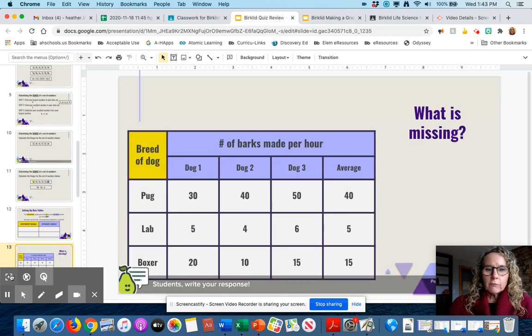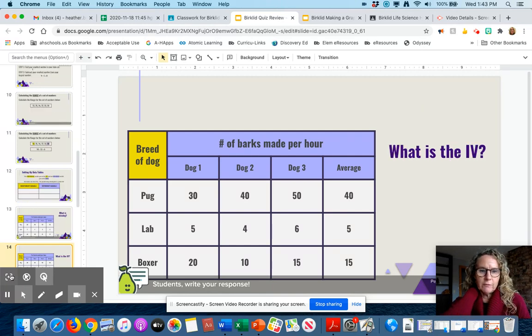Okay, so what's missing from this data table? Excellent, you're right, it is missing a title. So we would need to say something along the lines of how many barks per hour based on breed of dog, or do certain dog breeds bark more times per hour? Something along those lines. Okay.